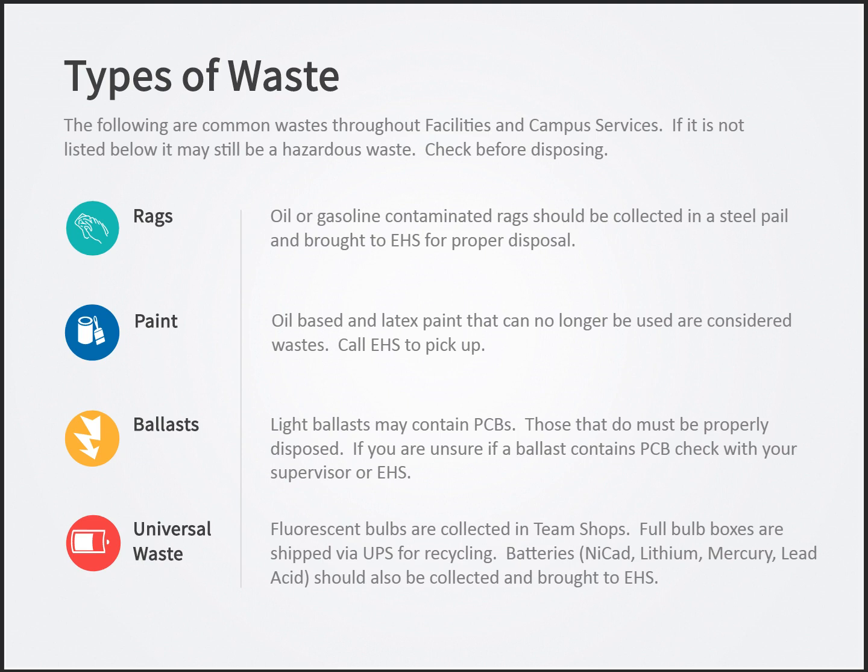Ballasts. Light ballasts may contain PCBs. Those that do must be properly disposed. If you are unsure if a ballast contains PCBs, check with your supervisor or EHS. And universal wastes. Fluorescent bulbs are collected in the trade shops. Full bulb boxes are shipped via UPS for recycling. Batteries, such as NiCad, lithium, mercury, or lead acid, should be collected and brought to EHS for recycling. This is not the case for alkaline. Alkaline batteries may be thrown in the regular trash.